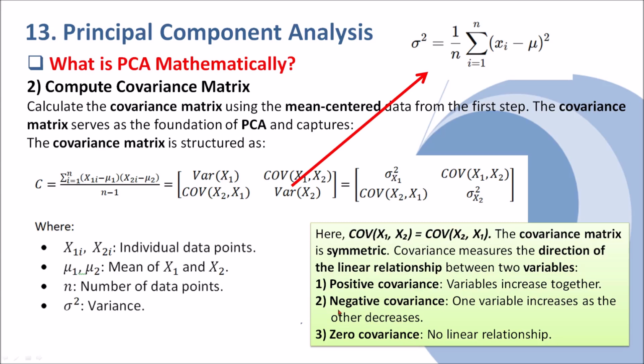Then, if these values are negative covariance, at a time one variable increases as the other decreases. Namely, it's just like the negative correlation. Then, if we have zero covariance, at a time there is no linear relationship between x1 and x2. These are the value range, these are the meaning of the covariance values.